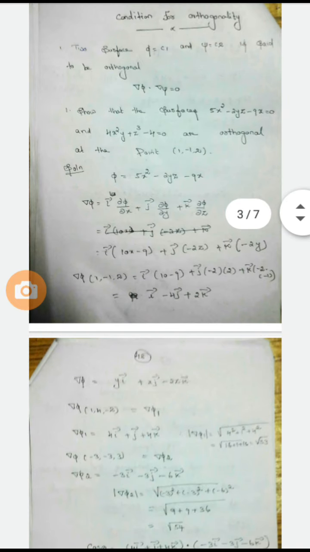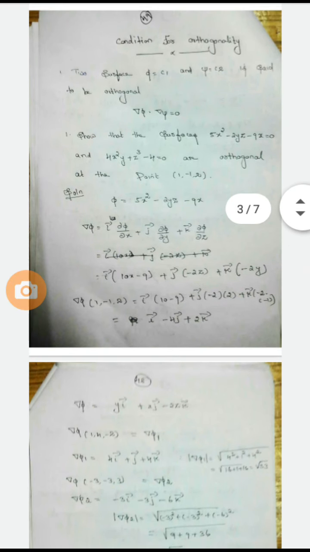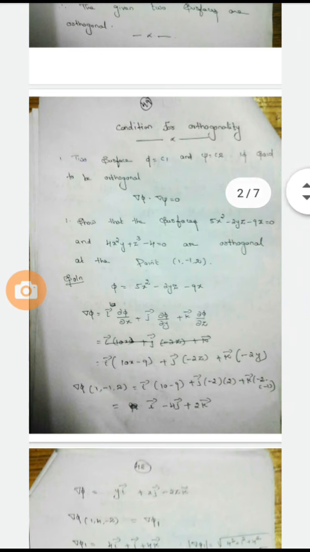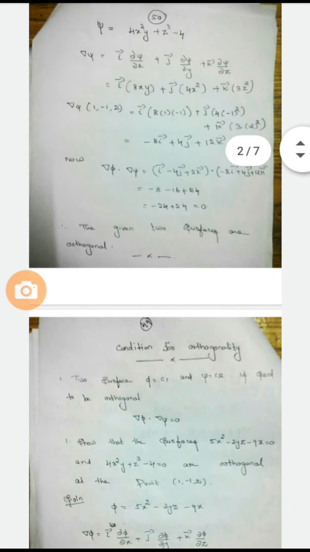First you take the first surface as phi, then you find the del phi value and substitute the given point 1 comma minus 1 comma 2. We get del phi is equal to i vector minus k vector. Okay, then you write the second surface psi, then you find del psi, then substitute the value of 1 comma minus 1 comma 2 in del psi. So what we get? Minus 8i vector plus 4j vector plus 12k vector.